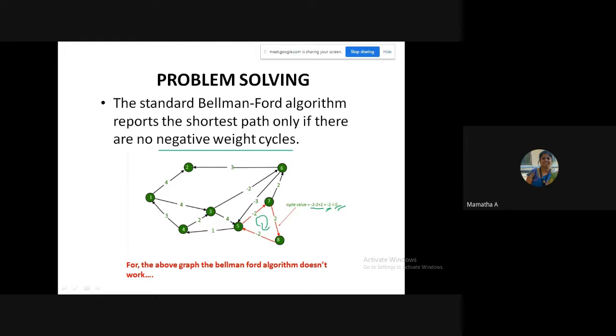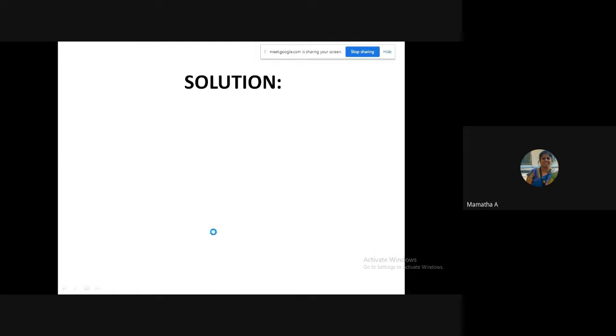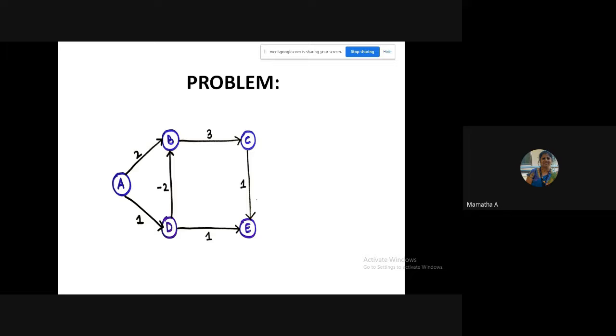Are you understanding? Okay, so this is the problem which we are taking for solving. How many vertices, students? How many vertices do we have? 5. And how many edges do you have?